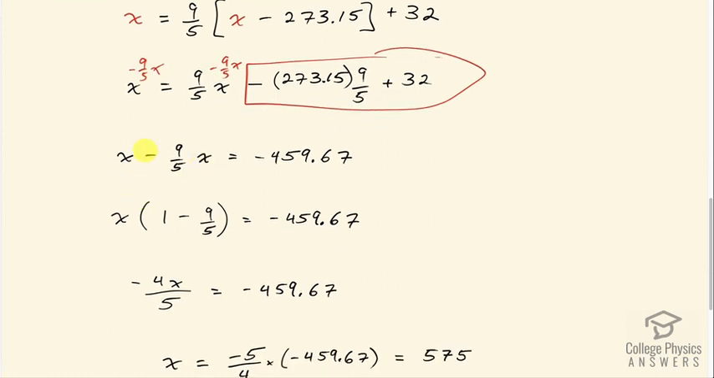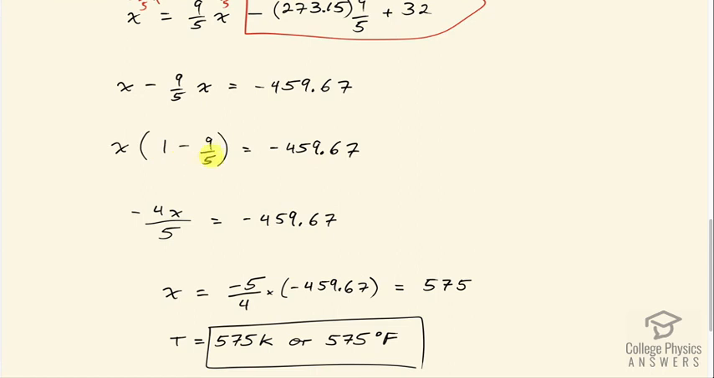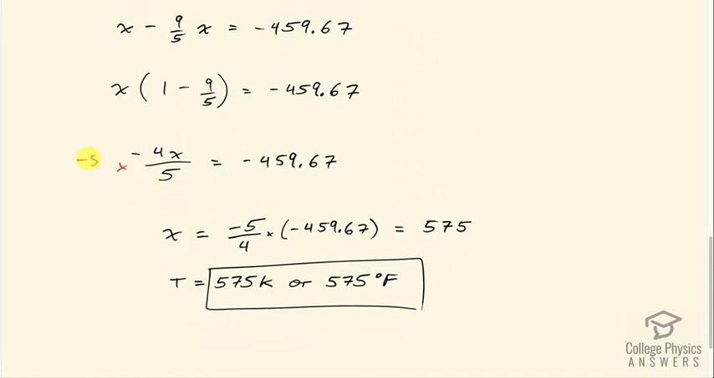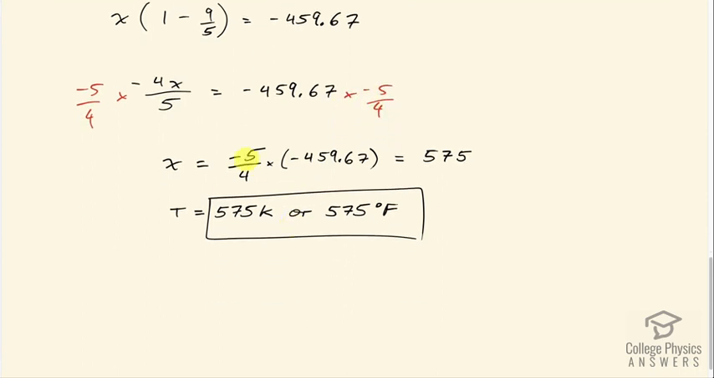And then factor out the common factor x here. And we have x times 1 minus 9 over 5 equals negative 459.67. 1 minus 9 over 5 becomes negative 4 over 5. Multiply both sides by negative 5 over 4. And we get negative 5 over 4 times negative 459.67 is 575. So when the temperature is 575 Kelvin or 575 degrees Fahrenheit, we get the same number from these two different temperature scales.